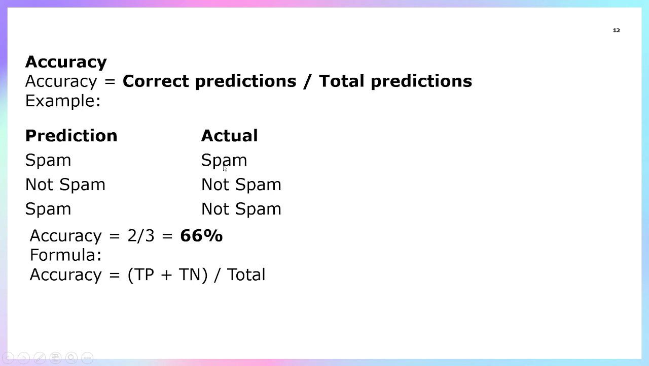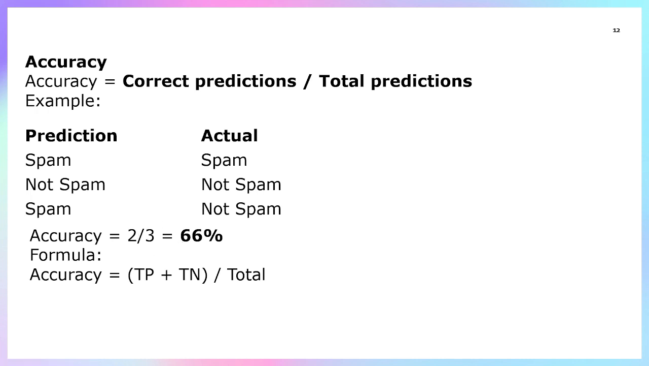Here you can see one is actual value spam, prediction is spam. Another is actual value not spam, prediction is not spam. So two are correct, but the third one is actually not spam, but the prediction is spam. So correct predictions are two, and total predictions are three. So that is very simple. Two, true positive plus true negative, divided by total, 2 by 3, that is 66%.